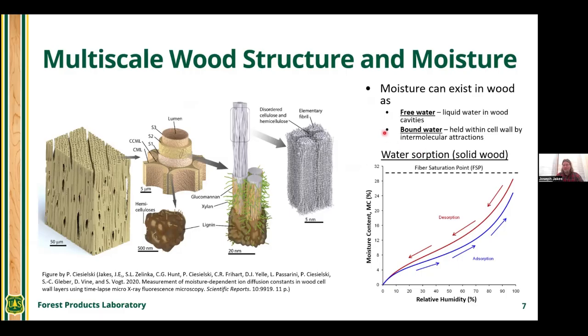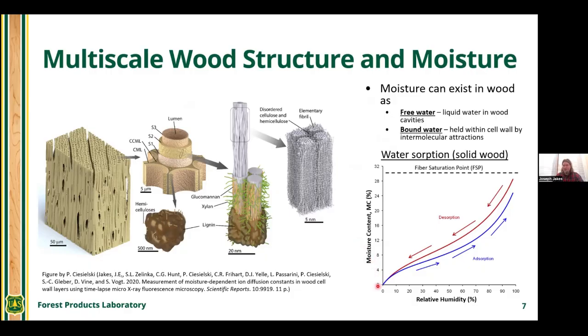And then the other state is bound water, which is water that's actually being held by the intermolecular attractions within the wood polymeric cell wall structure. And so the amount of water in wood is defined as the moisture content, which is the mass of water divided by the oven dry mass of the wood.